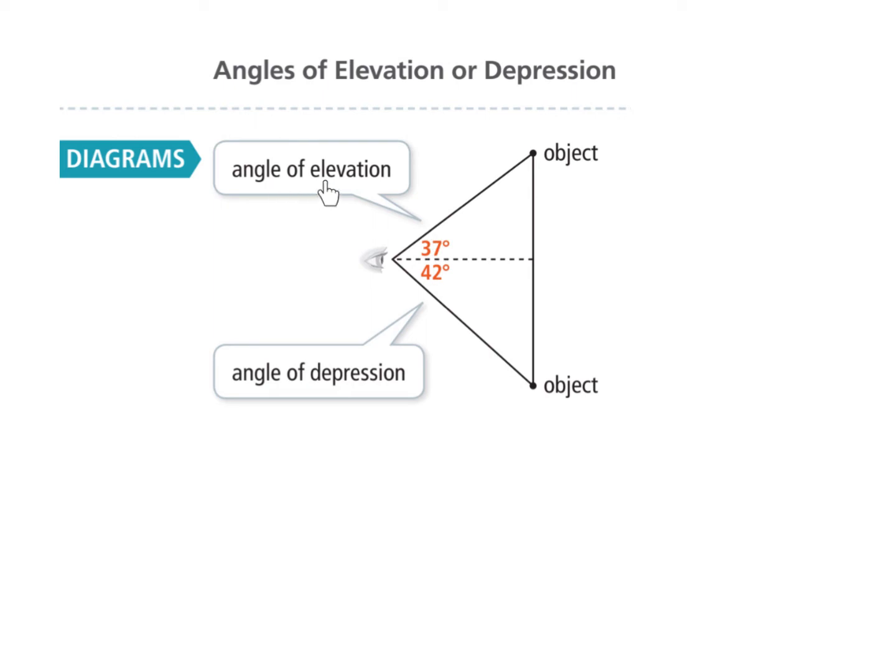Now the angle of depression, the only difference is instead of looking up at an object, we're looking down at an object. But again, we're going to imagine that we have a segment or a line that represents eye level, and then we have another segment or ray that represents our line of sight going down to the object. Those two rays make an angle, and that angle's measure is what we call the angle of depression.